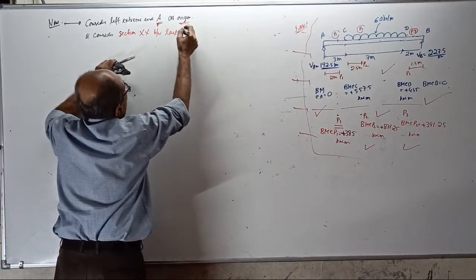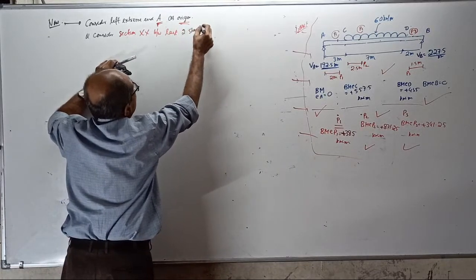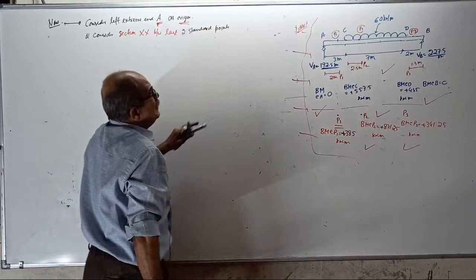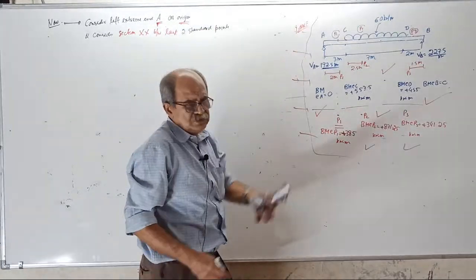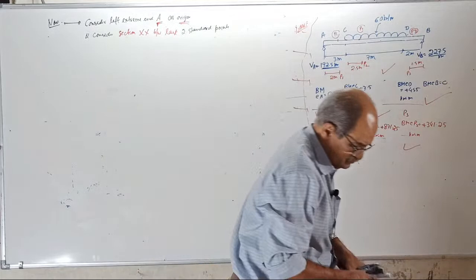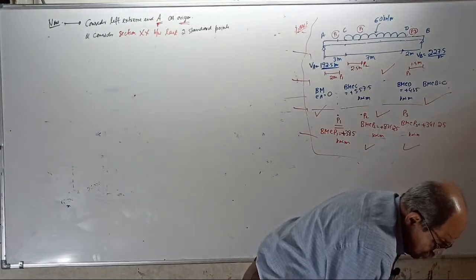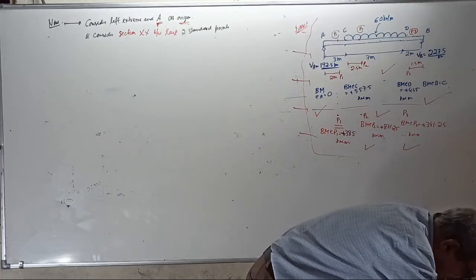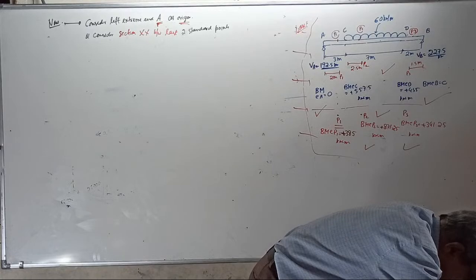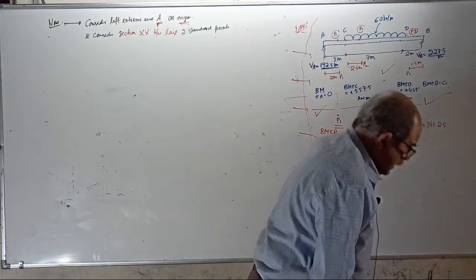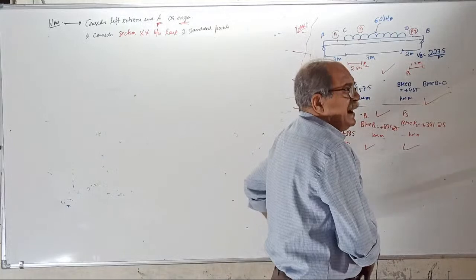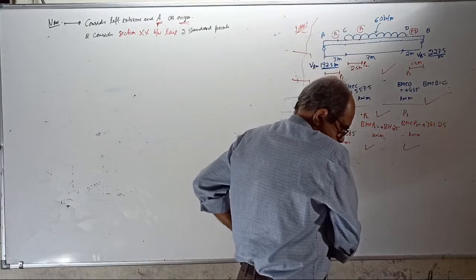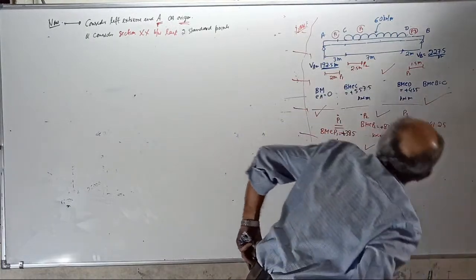Tell me, last 2 standard points. Which one? Tell me fast. If A is the origin, last 2 standard points. Which one? Fast. If I take A origin, between the last 2 standard points, which one? That is D and B.